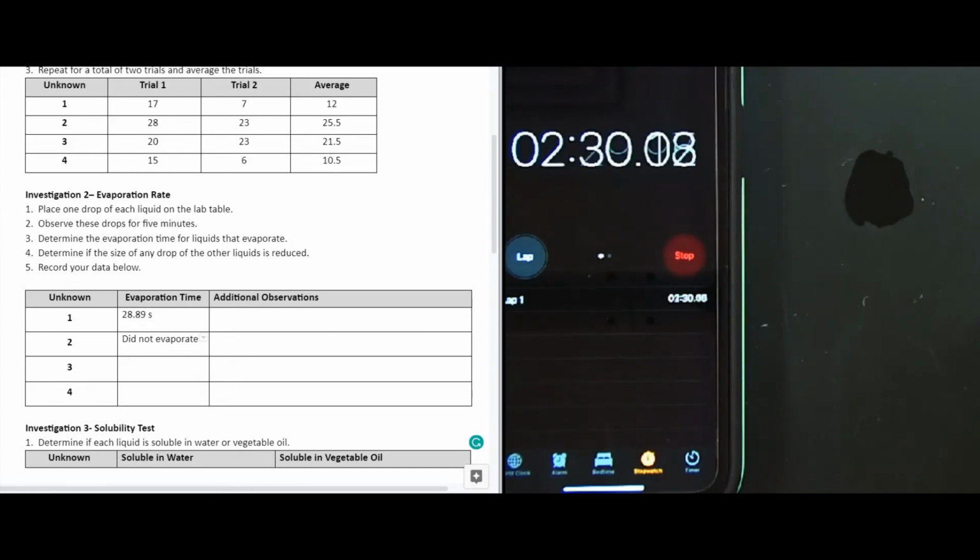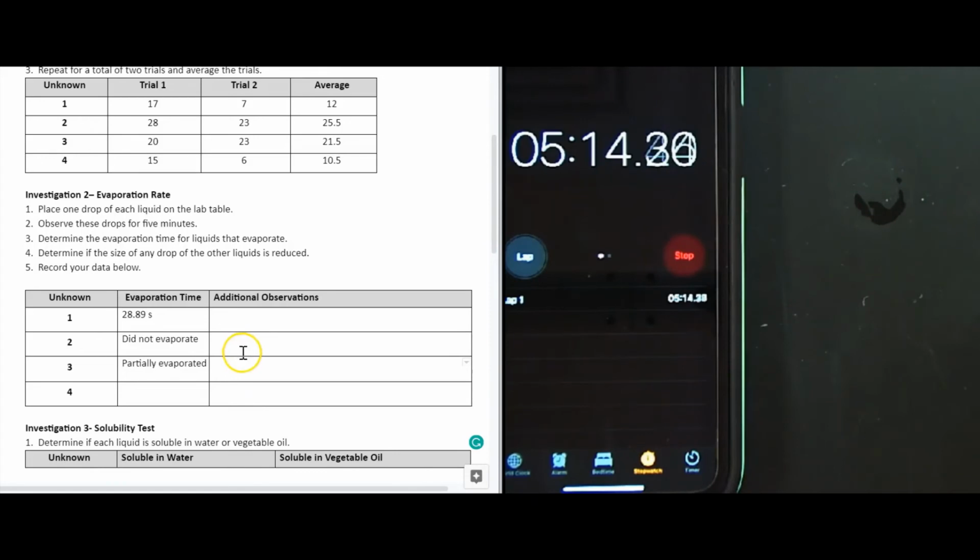Again, this one's getting kind of long, so I'm going to pause the video and I will play it once we get a little closer to this one completing its evaporation. So we're coming up on 5 minutes, and unknown 3 did not completely evaporate. So I'm going to say that this one partially evaporated.